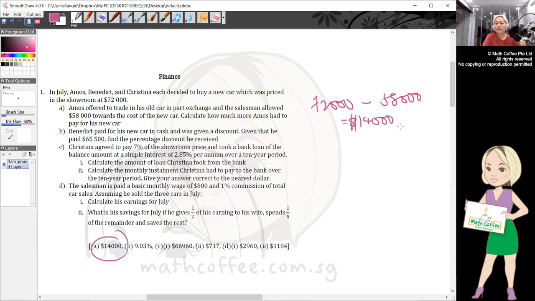This one is very straightforward. It's like you trade in your old car, then after that there's some money value, right? Then minus off from the new car. So he only needs to pay 14,000. This one, part A, is very straightforward.